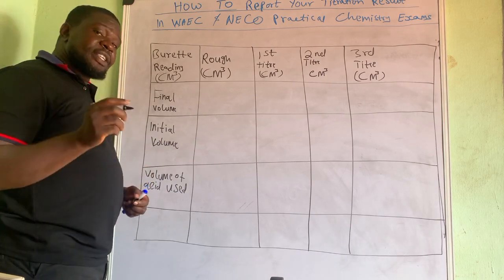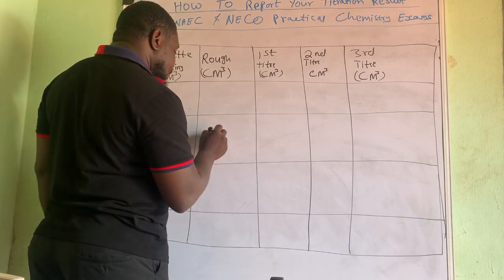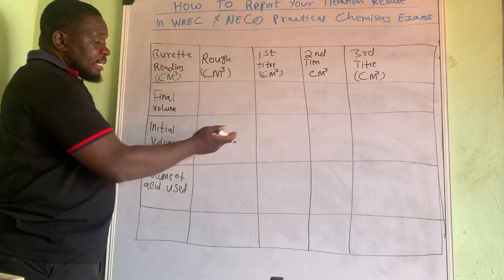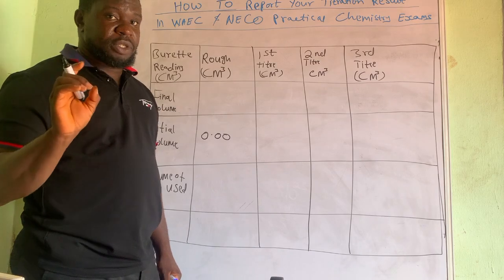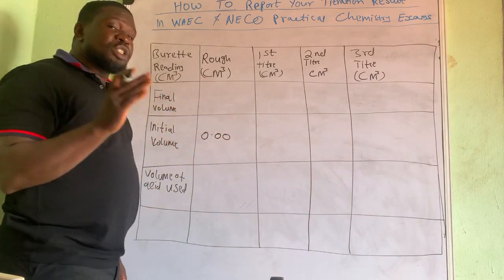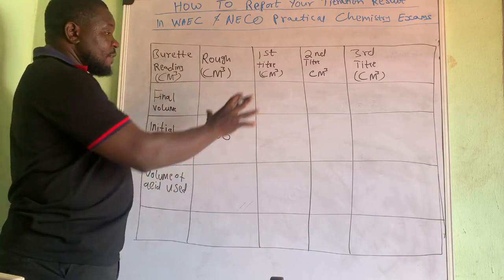So I'll write everything here as 0.00. Whatever you're writing in these columns, make sure that it is in 2 decimal places, and the decimal places must be consistent in everything you're writing.